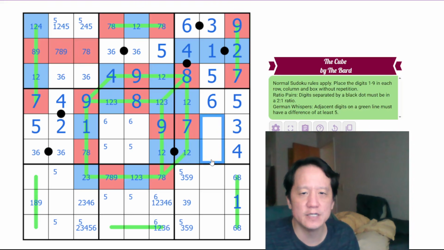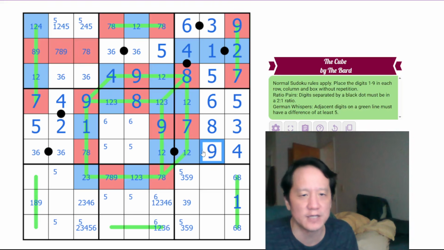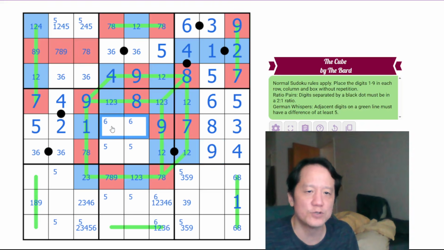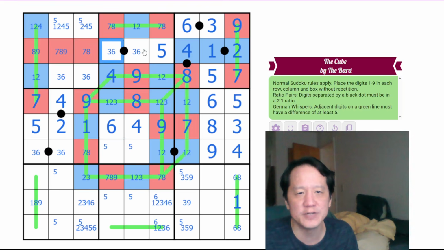Remaining digits in column in this right central box are 8 and 9. This can't be 9 because of 9 in the row, so this is 8, that's 9. That leaves us 4, 6 remaining in row 5. This obviously can't be 4 because of 4 in the column, so that's 6, this is 4. 6 eliminates 6 here, so it's 3 and 6.